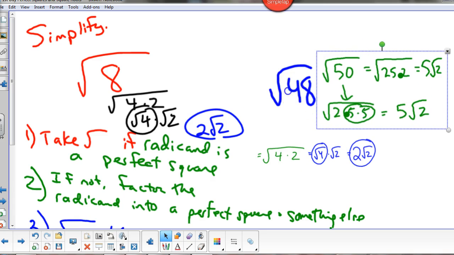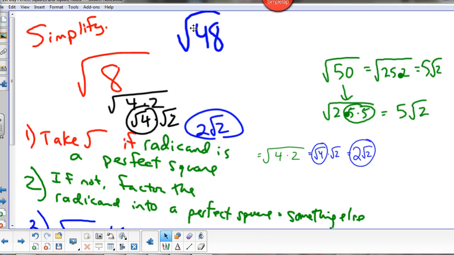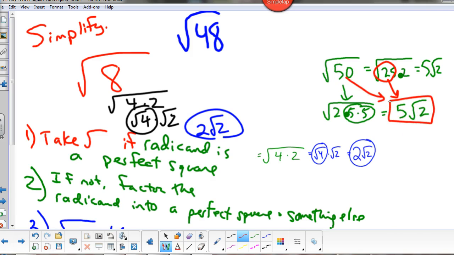Square root of 50, because the square root of 50 has a perfect square in it, 25. Square root of 25 is the whole number 5. Now this other part, the square root of 2, that's not a perfect square, so that has to stay as a radicand. The square root of 50 simplifies to be 5 root 2.